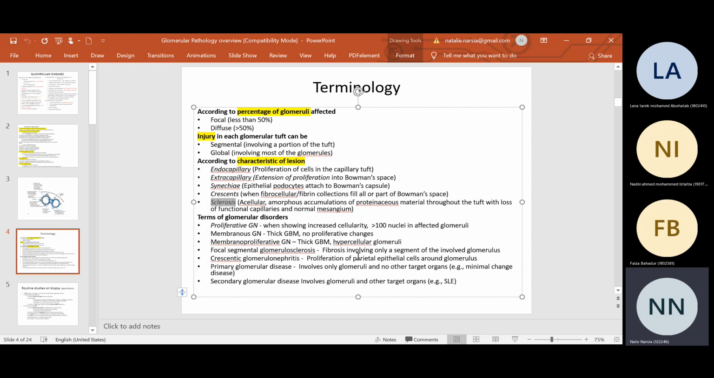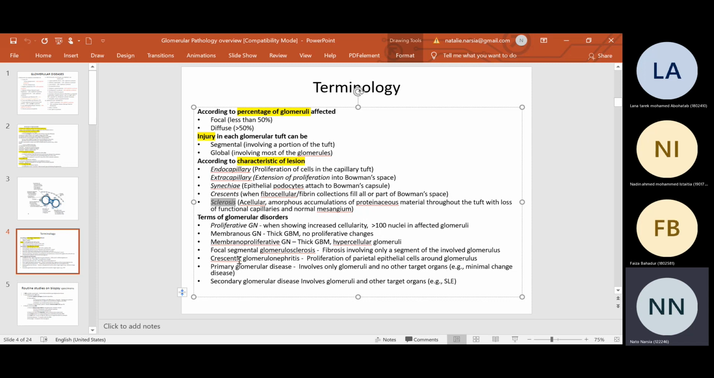Focal segmental glomerulosclerosis, you know this as well. Focal means only less than 50% of glomeruli are affected, and segmental means you will see just small portion of the glomeruli will be affected. Crescentic glomerulonephritis is this most dangerous condition. Wherever you find crescent, that means it is very progressive, rapidly progressive disease, and you will find the proliferation of parietal epithelial cells around glomerulus.